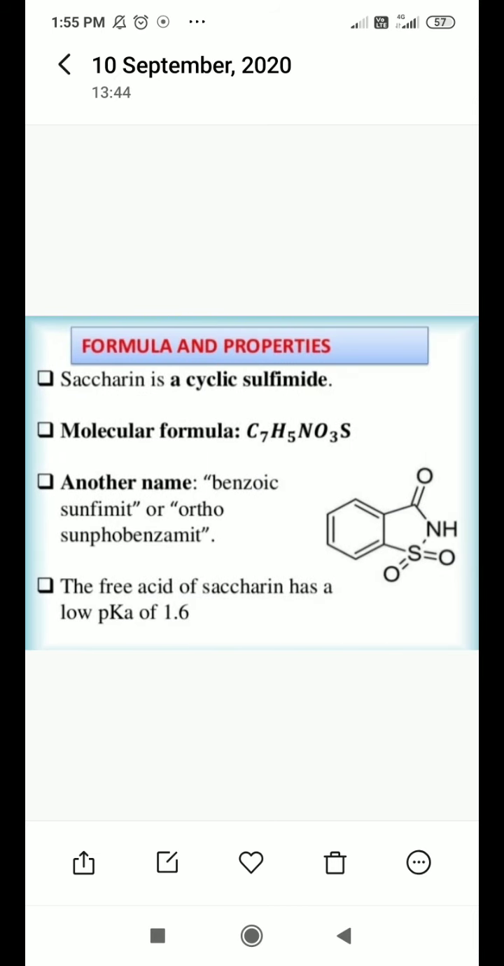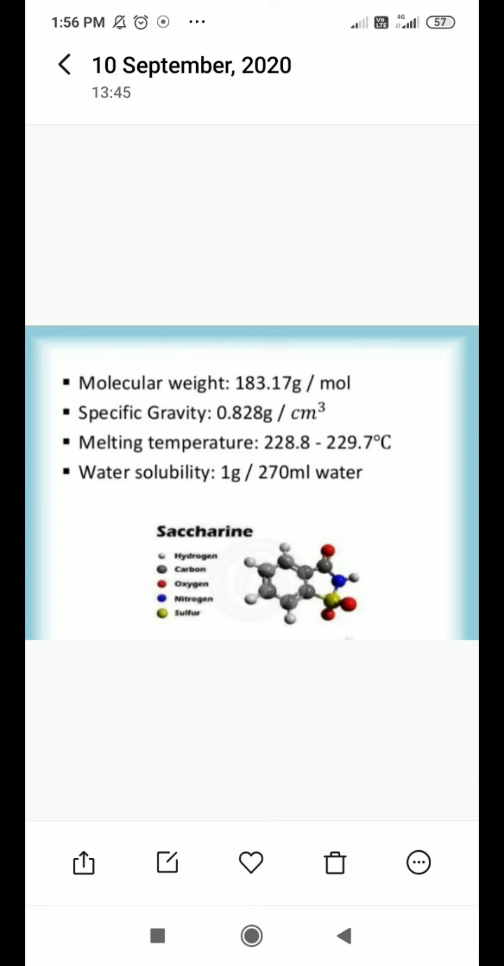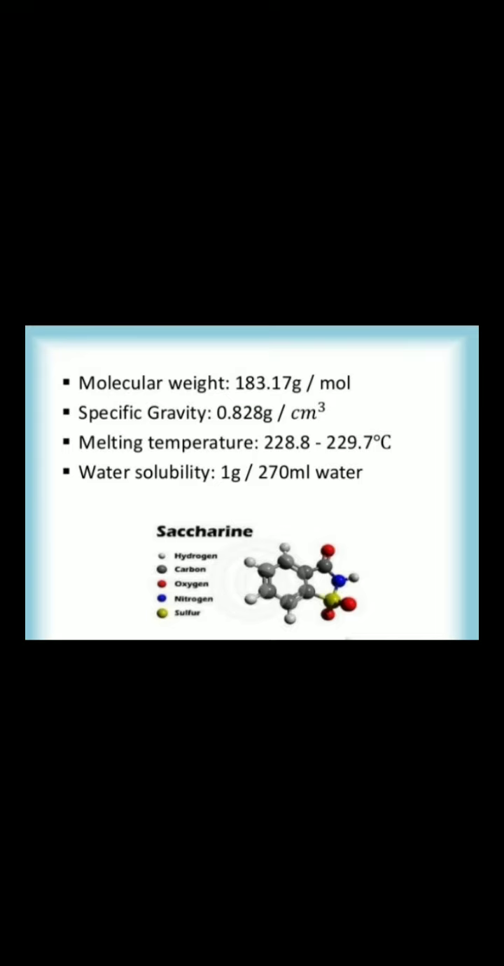Now, molecular weight. What is the molecular weight? You can calculate it easily from the molecular formula C7H5NO3S. The molecular weight is 183.17 grams per mole. Now we are going through the different physical properties of saccharin. The specific gravity is 0.828 gram per cubic centimeter. This is the unit for the specific gravity.